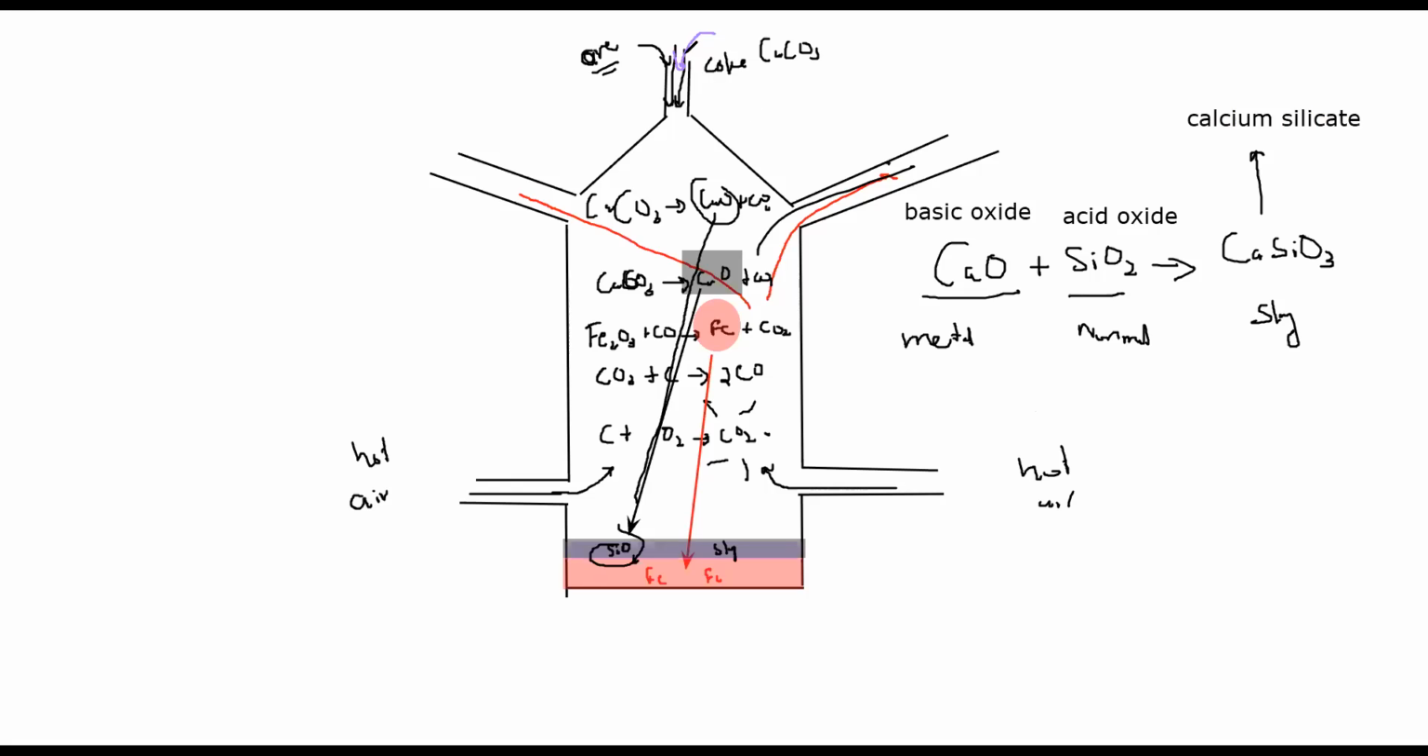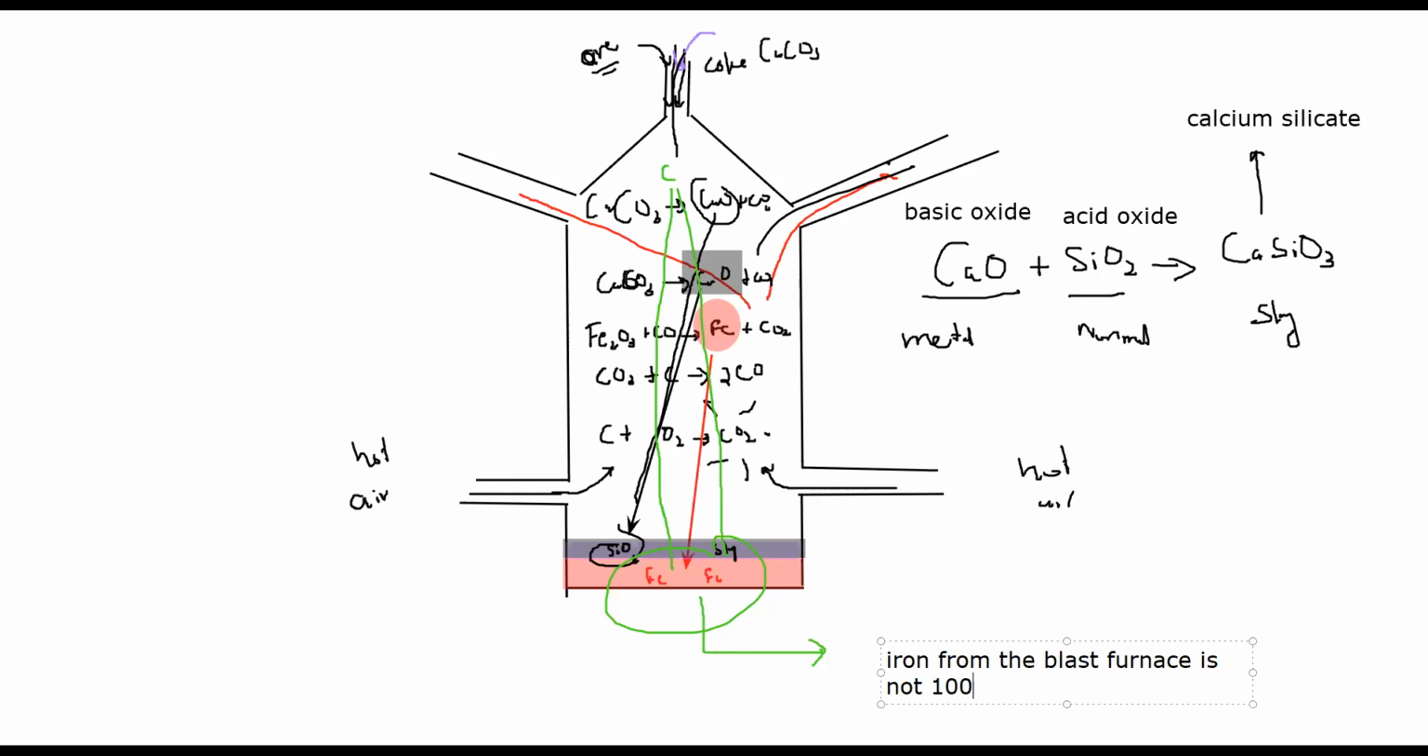Because when we are adding coke from the top, maybe some unreacted carbon is there. Some of the carbon might not react with anything and it will fall, so it will mix with iron. So this iron which we extract from the blast furnace is still not pure. Iron from the blast furnace is not 100% pure. Now it contains carbon.